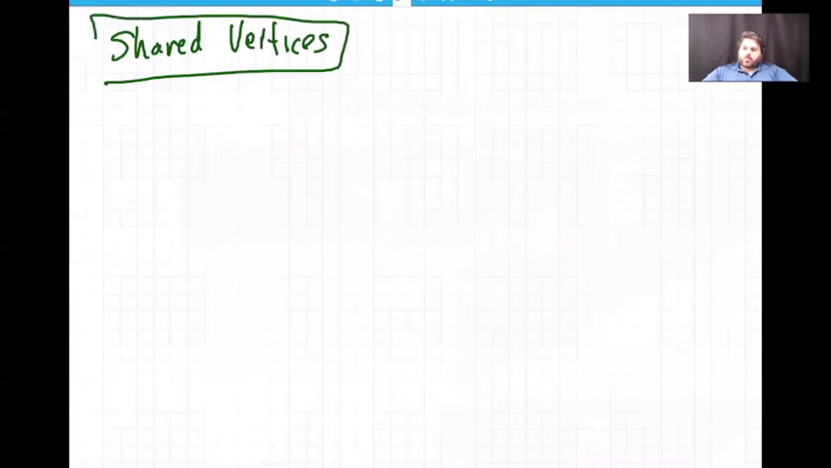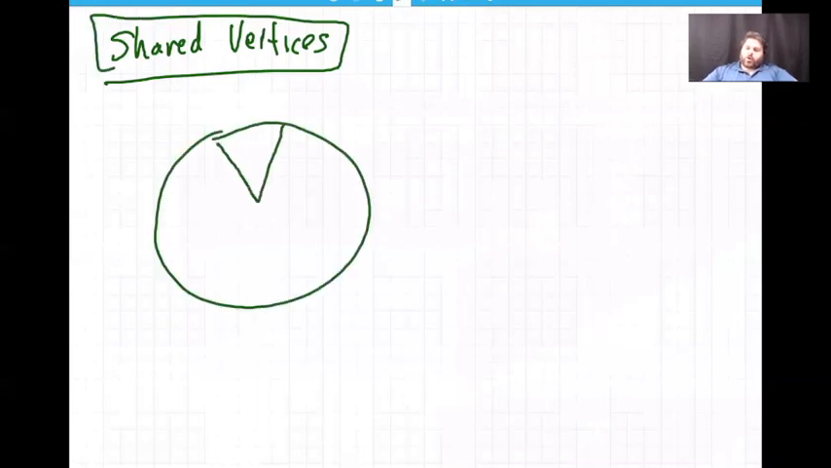All right, so now here's this idea of shared vertices. Remember I said when you have this central angle like this, you can pull it back to anywhere on the circle. What's crazy is I can pull it back to right here.